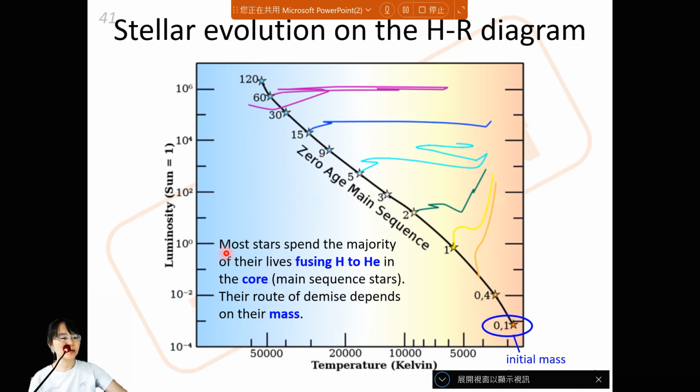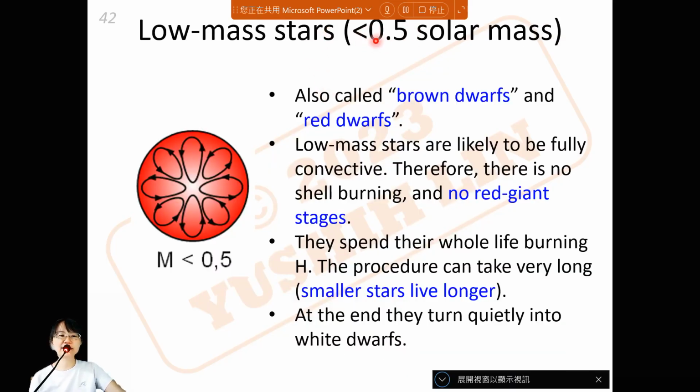In the main sequence, most stars spend the majority of their lives fusing hydrogen to helium in the core. These are the so-called main sequence stars. Their route to demise, demise means death, depends on their mass. So they will die in different ways. You see these lines; that means they will die differently. We start with a very small star, with less than 50% of our sun's mass. This kind of star is also called a brown dwarf, 褐矮星, or red dwarf, 红矮星.